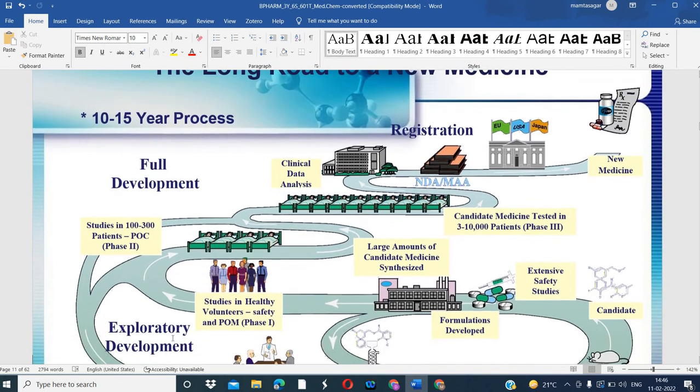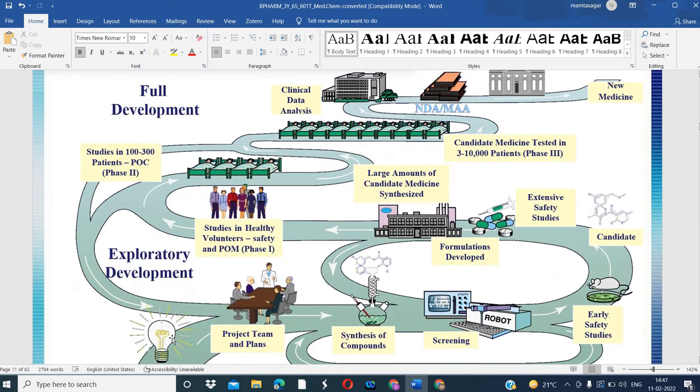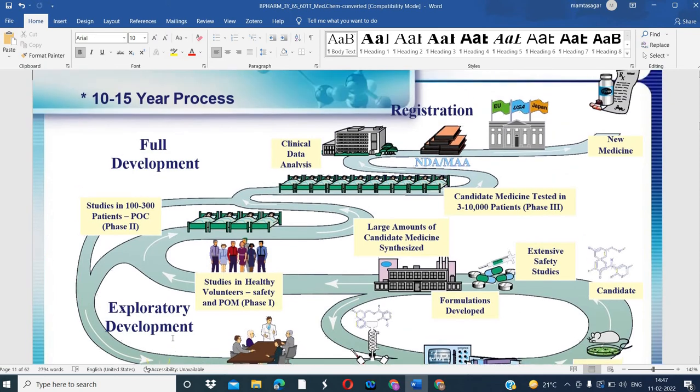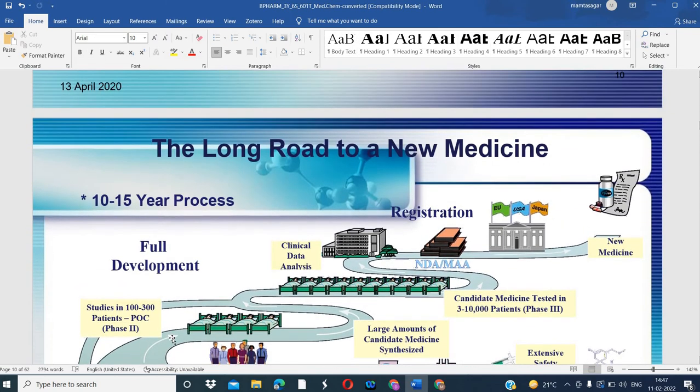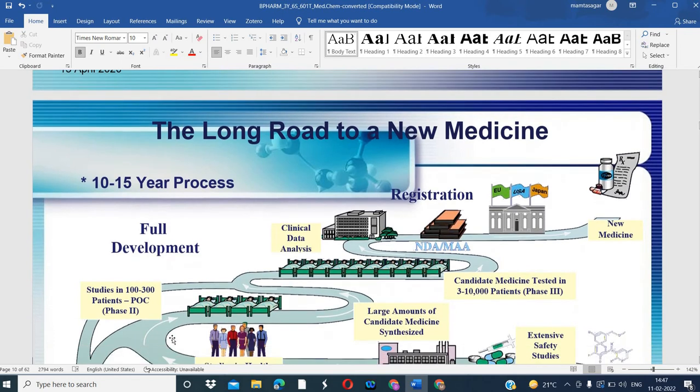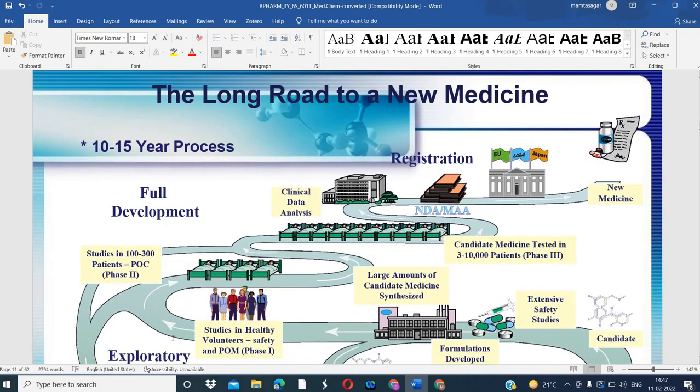So now you come to this figure. Here, this is important. You can see the long road to a new medicine. Okay, the drug discovery process takes a lot of years, a 10 to 15 year process. It's not easy to discover a drug, to design a drug. It is a long process. You cannot skip this.